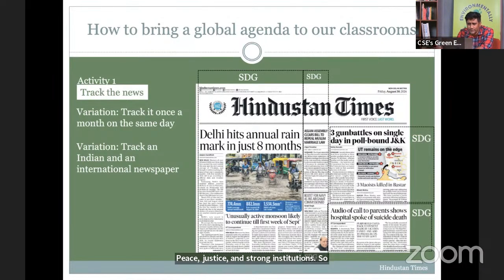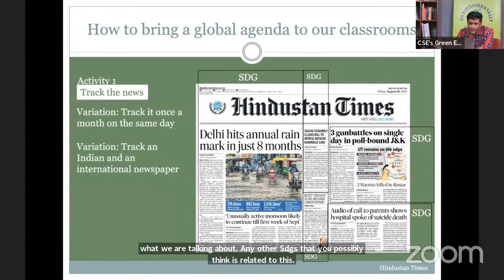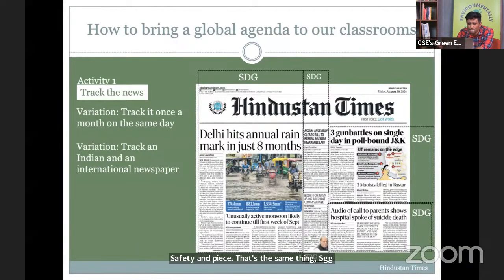Any other SDGs that you possibly think are related to this? Safety and peace, that's the same thing, SDG 16. Second last, I really like this way. Yep, Ilias Mondal, that's a nice way of putting it. And second last SDG, that is SDG 16. Fair enough. SDG 3. SDG 3 is good health and well-being. Okay, I am not very sure if I would club it over there, but it could be as well.